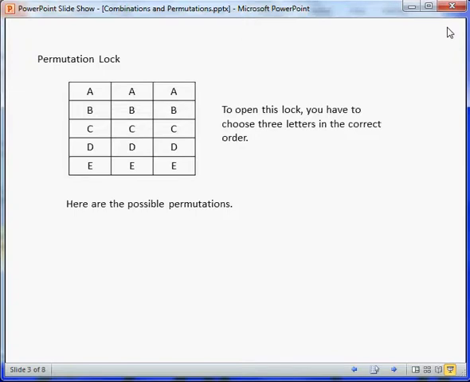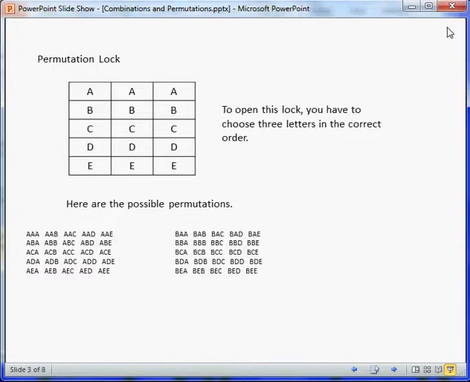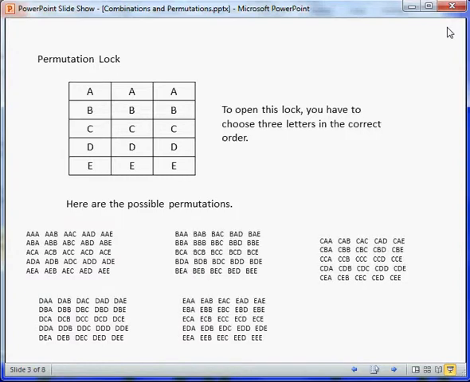Example with the permutation lock, how many possible permutations are there? Well, if the first letter is A, you could choose the next letter be A, and then the third letter be A, or the next letter be B, and etc. So if the first letter is A, you've got all them. First letter is B, you've got all those permutations. So altogether, there's 125 different permutations, which, by the way, is 5 to the power 3. Because you've got 5 different options, A, B, C, D, E, and you have to choose 3 of them.